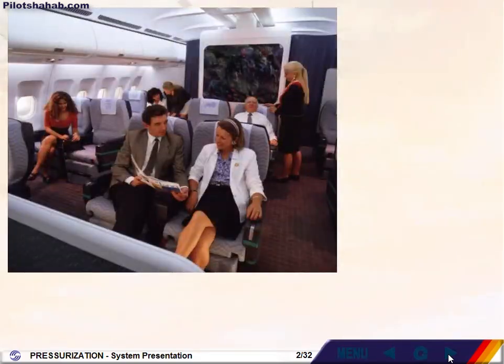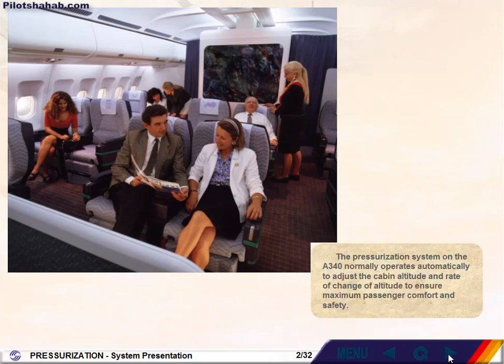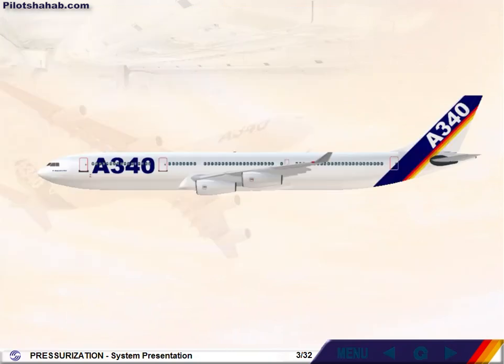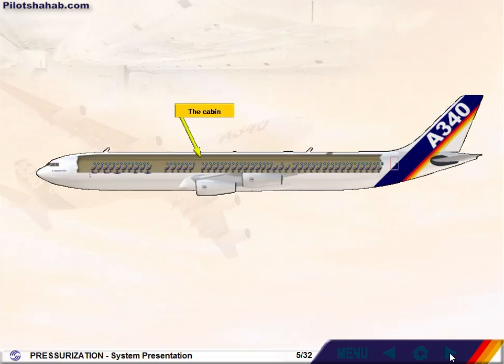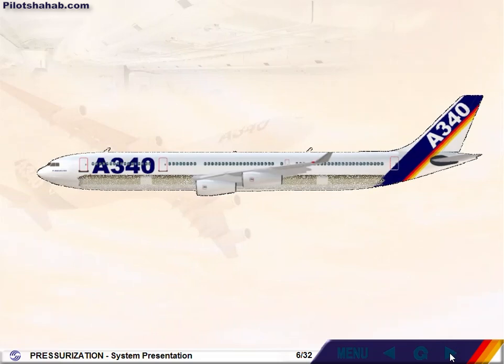The pressurization system on the A340 normally operates automatically to adjust the cabin altitude and rate of change of altitude to ensure maximum passenger comfort and safety. The pressurized areas are the cockpit, the avionics compartment, the cabin, and the cargo compartments.